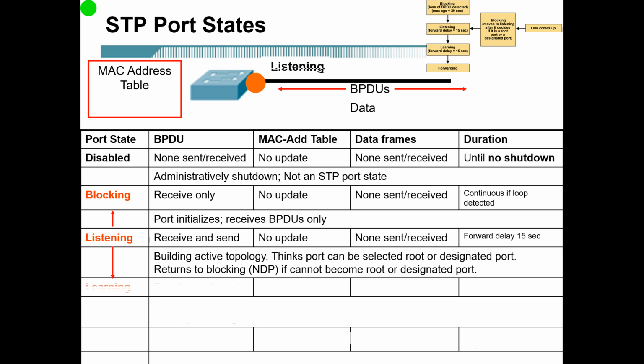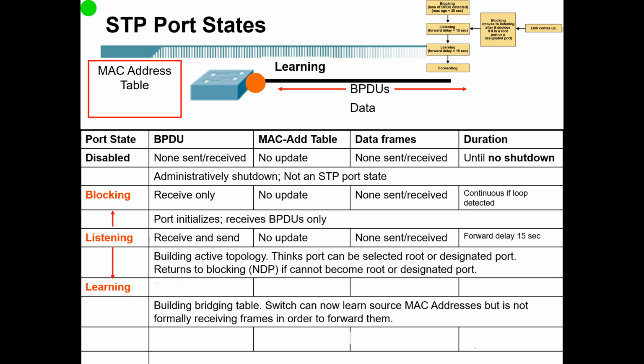If listening can, it will transition to a learning state, and that will be building a bridge table. The switch can learn some MAC addresses, but it is not formally receiving frames in order to forward them. So it will send and receive BPDUs. It will update its MAC address table, but it will not send data frames. And it will do this for a 15-second forwarding delay.